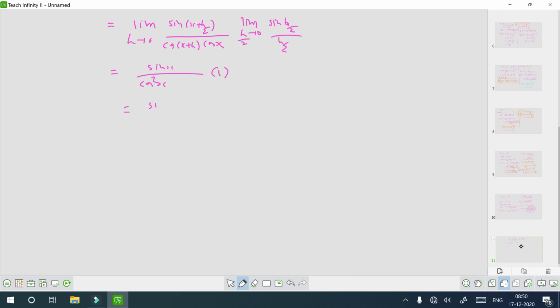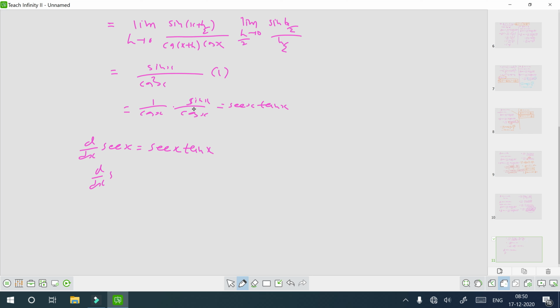So can I write 1 over cos x into 1 over sin x, sin x over cos x, and that comes out sec x into tan x. So d by dx of sec x is equal to sec x into tan x.